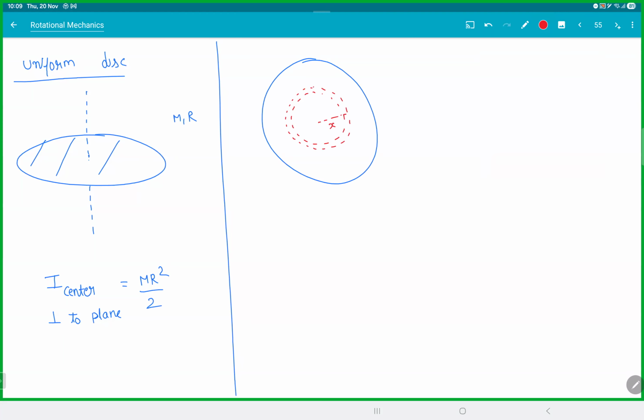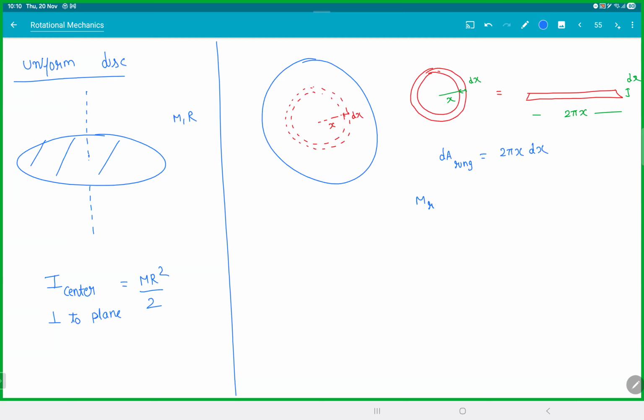So at a distance x, take a thin dx. Take out this ring, and cut the ring. If you cut the ring, you will get a rectangle. I hope you remember this stuff. So this is x and this is dx. This will become 2 pi x and this will become dx. So the area of this thin ring will be 2 pi x into dx, length into breadth.